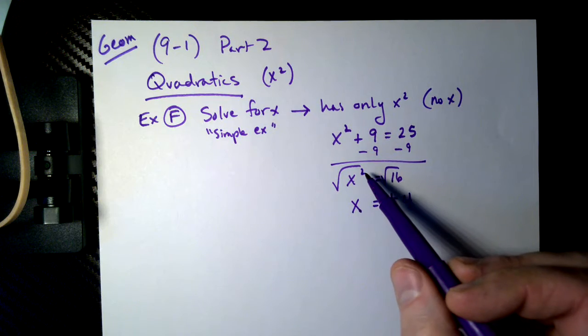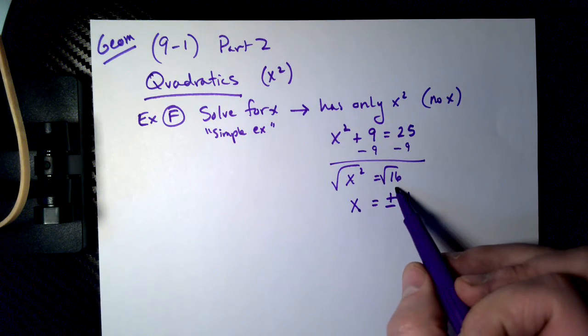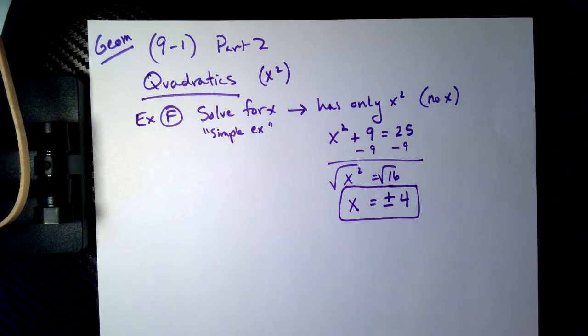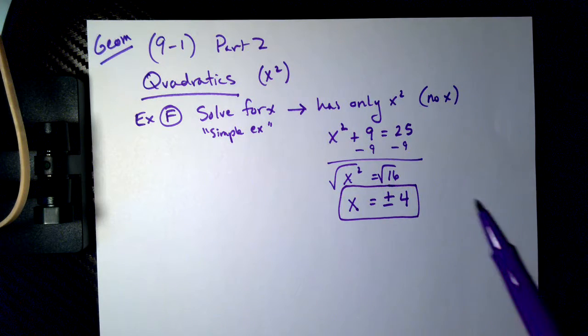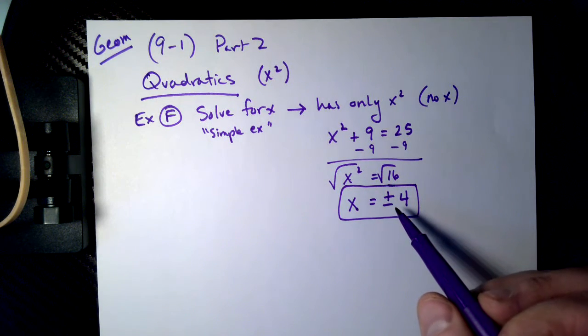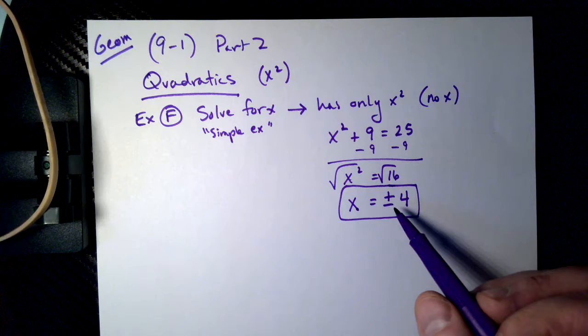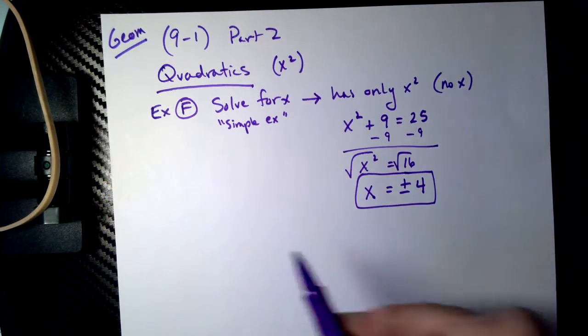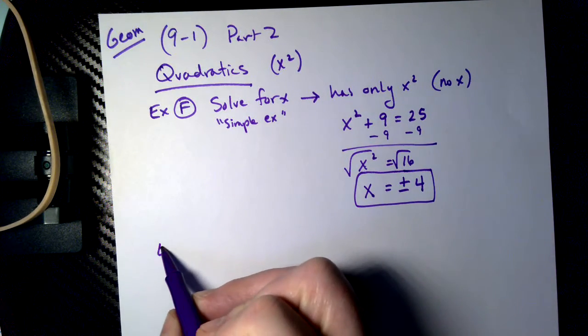There are two possible answers when you do x squared. One's positive 4 and one's negative 4, all right? So that plus minus is going to be very, very important for us. All right, there's a simple example for you. So let's do another one.